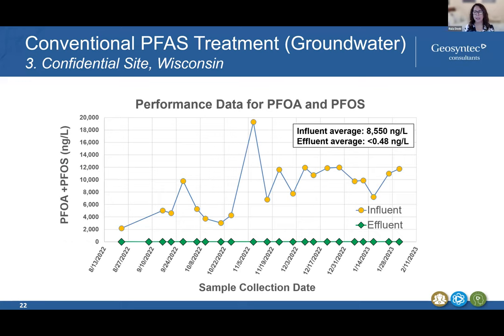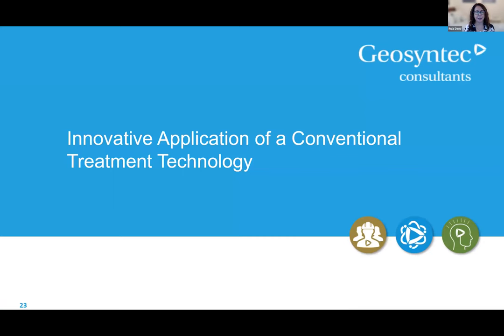4 nanograms per liter. So really good system performance, again, to showcase that you can use conventional treatment technologies to remove PFAS, but pretreatment and optimization are really key, and so is the reliance on a treatment train approach to reduce media changeout. So I want to shift gears a little bit to an innovative application of a conventional treatment technology.